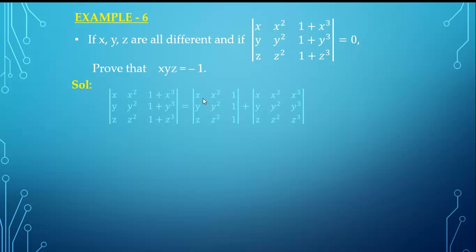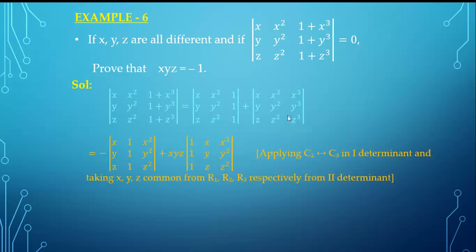So now our one determinant becomes |x² 1; y² 1; z² 1| plus another determinant which becomes |x² x³; y² y³; z² z³|. Now again we solve this. What we do here, we take x common from R1, y common from R2, and z common from R3.